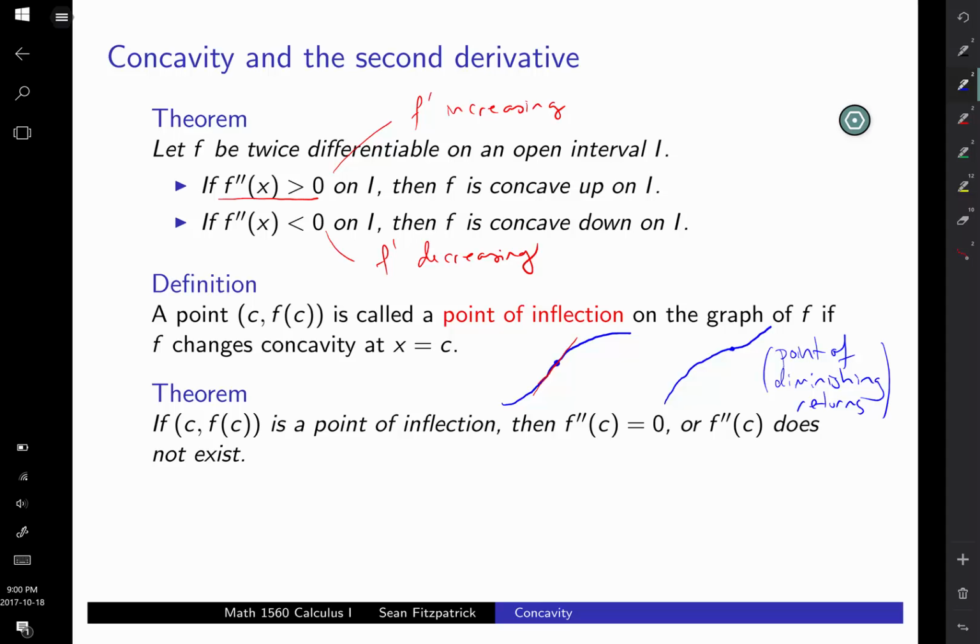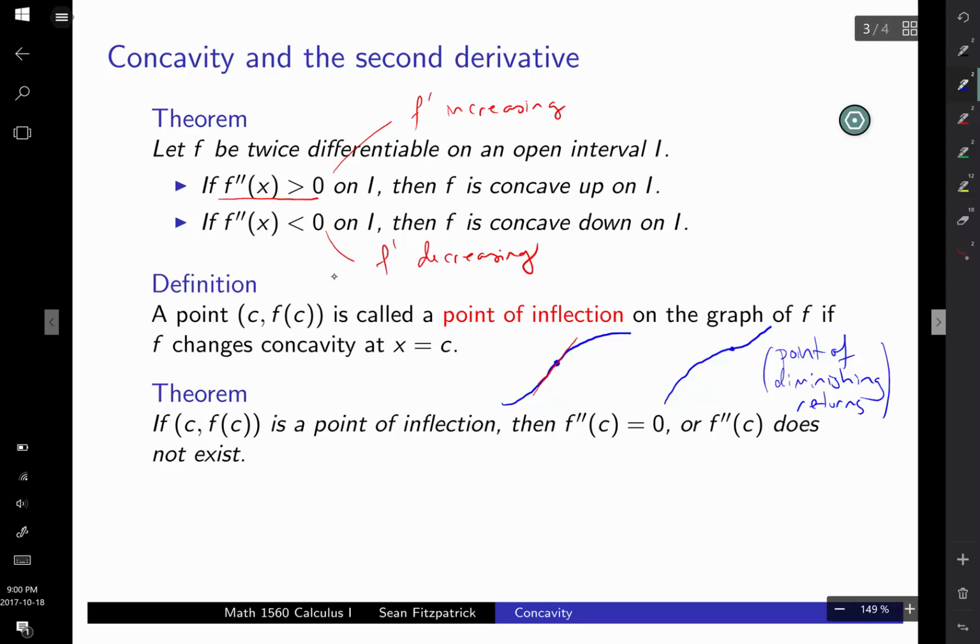So now you continue to increase the value of f, but f prime is getting smaller, so the rate at which f is increasing goes down, and so you have this idea of diminishing returns, that the value of f is going up, but it's not going up as fast as it was before. And of course, you can reasonably guess that this point of inflection, if the second derivative is changing sign, is going to be somewhere where the second derivative is either 0 or does not exist.